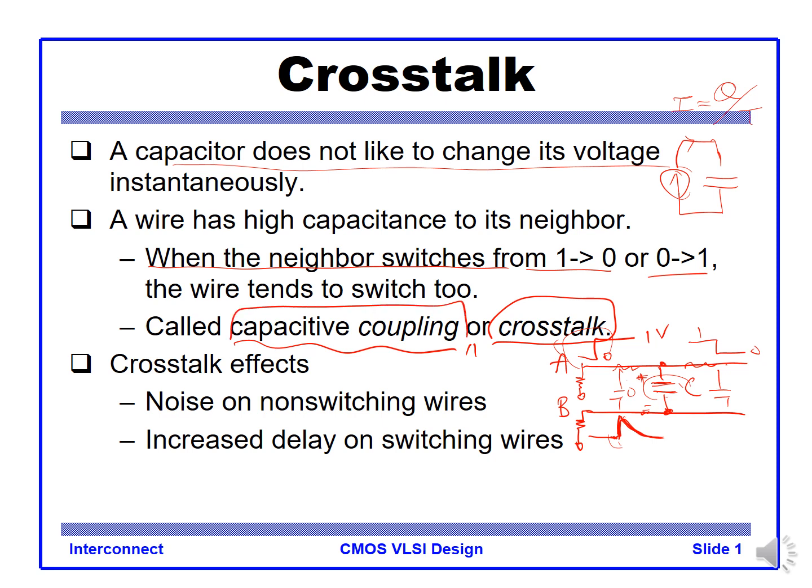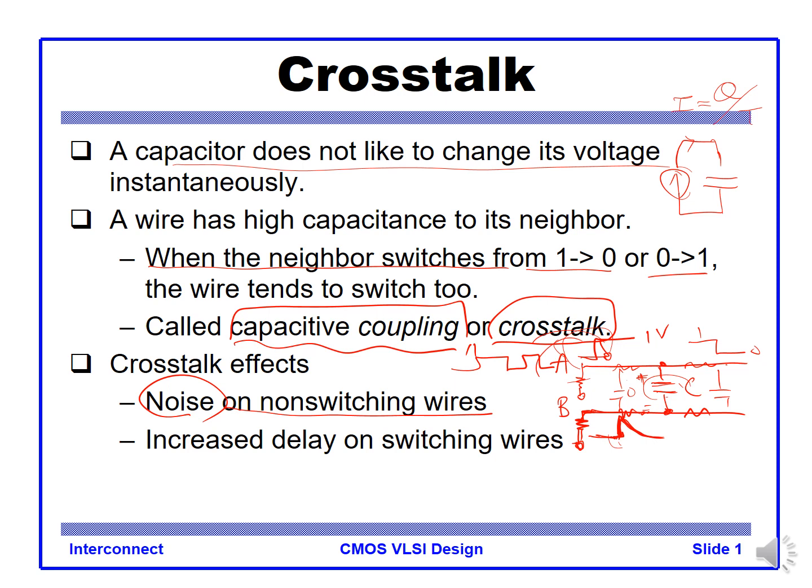This can be thought of as noise on the non-switching wire, even though line B is not switching, driven to 0. There's still some activity here because of the A change. If A is driven like that, there's some activity there. The line sees some glitches there. This is noise.